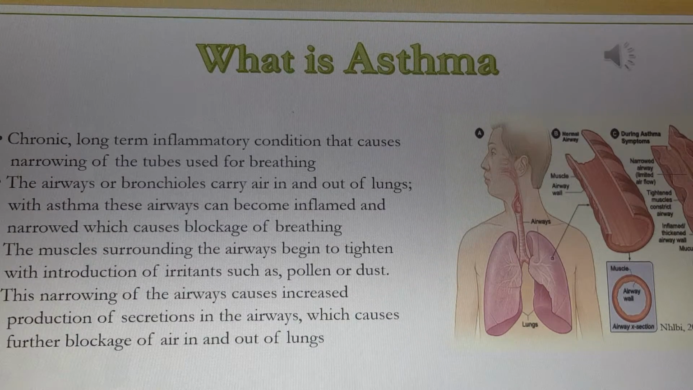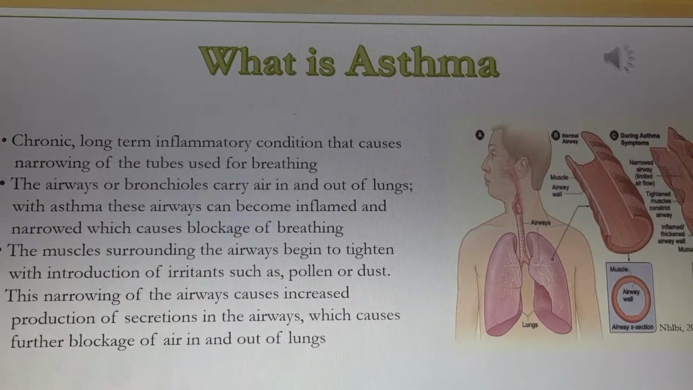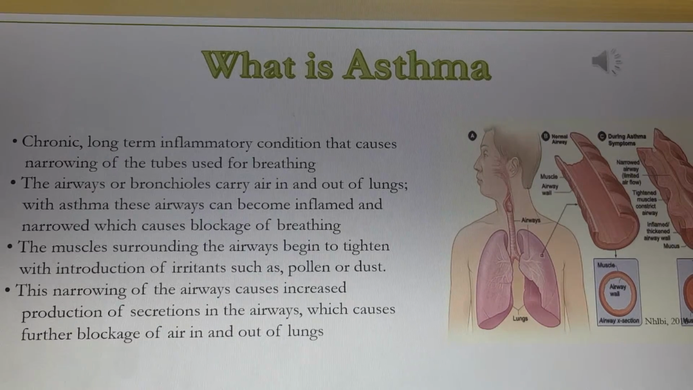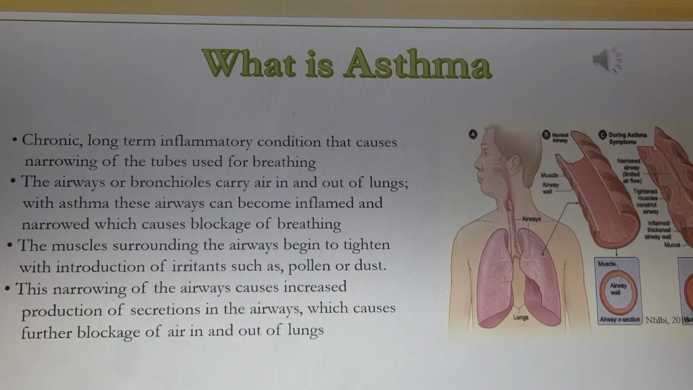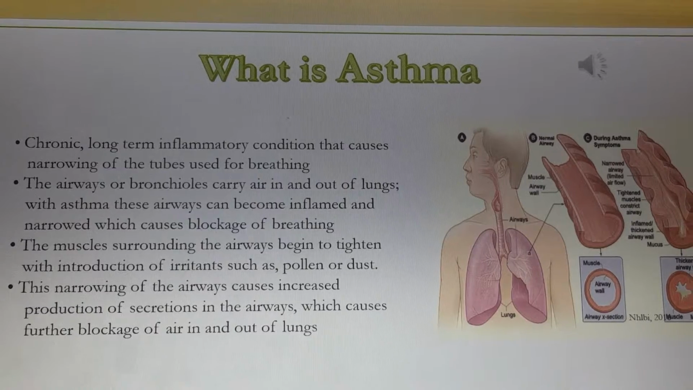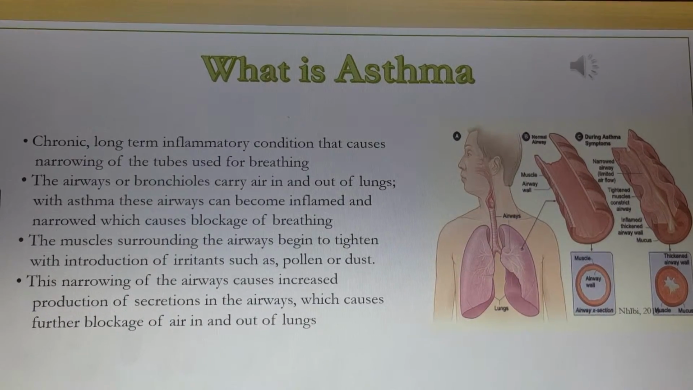What is asthma? Asthma is a chronic inflammatory condition that affects approximately 7 million children in the United States. It's a condition of inflammation that constricts the airways in the lungs. The muscles surrounding the lungs begin to tighten when introduced to irritants such as pollen and dust. This narrowing of the airways causes an increased production of secretions in the airway, which causes further blockage of air in and out of the lungs.